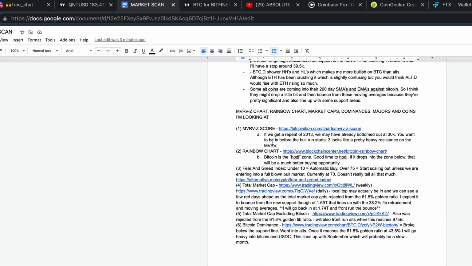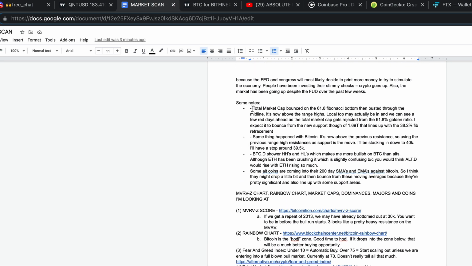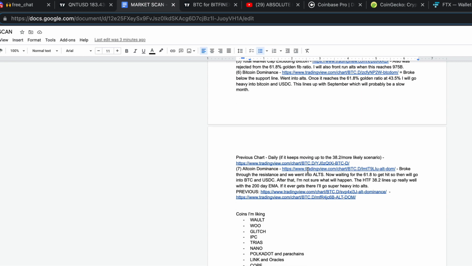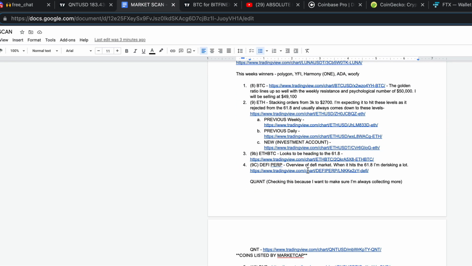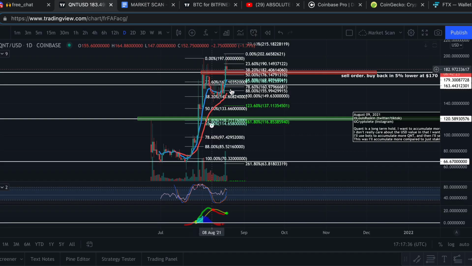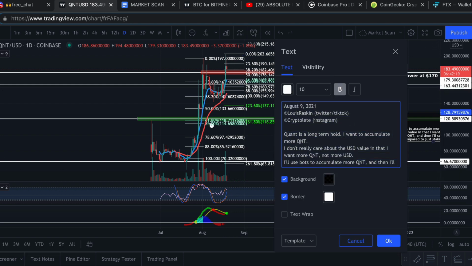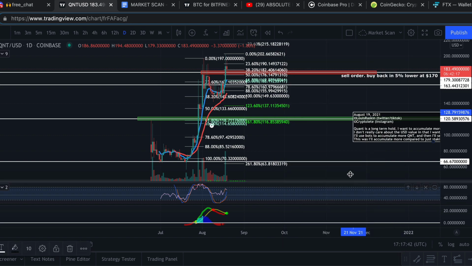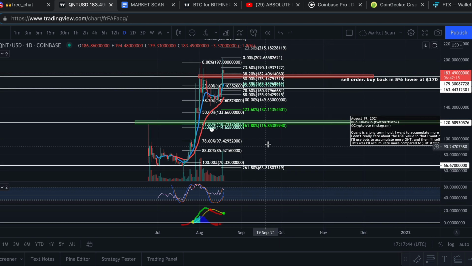The one thing I have to do is some notes. So I'll go back, I'll do the notes later. But going back here, quant. So I like checking quants because I want to make sure that I'm always collecting more quant, simply because it's my favorite cryptocurrency. It's my long-term hold. I just buy it. I try to sell it at key resistance levels, and then I buy it again, sell it again, buy it again, all that stuff, right?